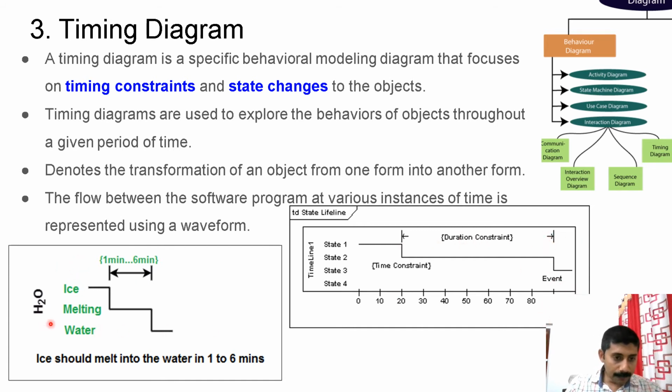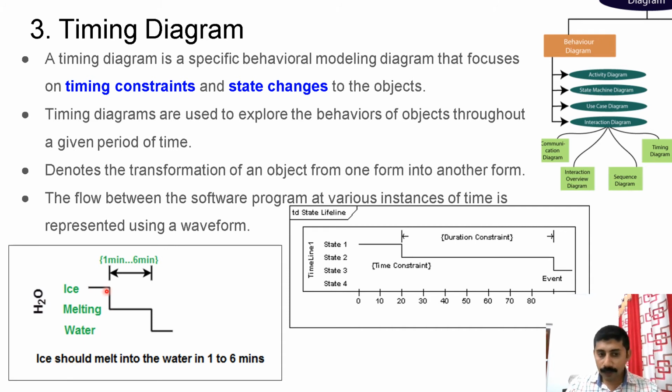Let us see this example. This particular timing diagram is indicating the concept of ice melting into water in 1 to 6 minutes. That is the concept we are trying to represent as a timing diagram. For water, H2O, there are three states: ice, melting state, and water. So our statement says that ice should melt into water in 1 to 6 minutes.